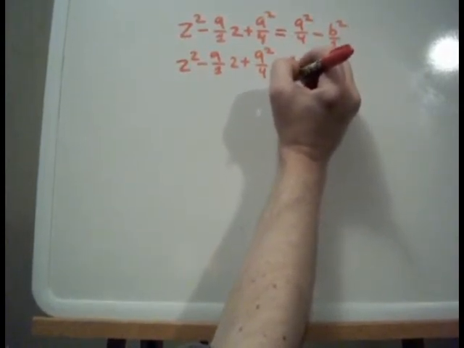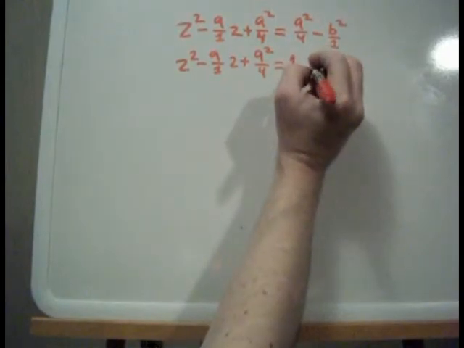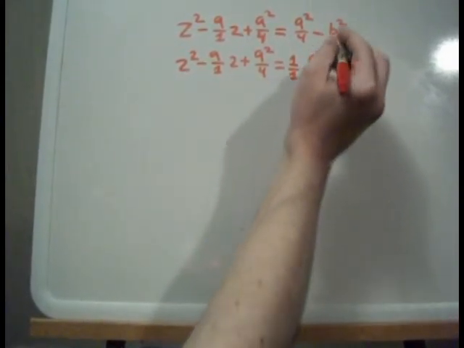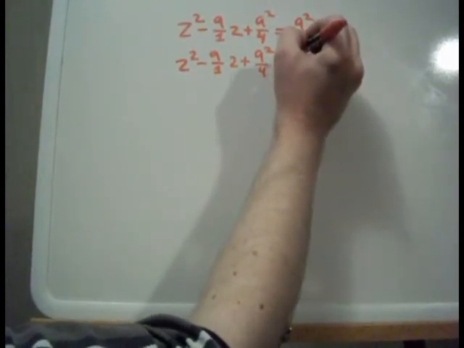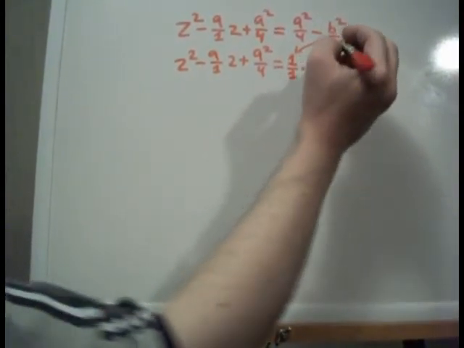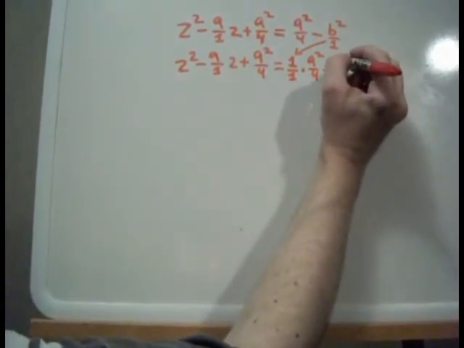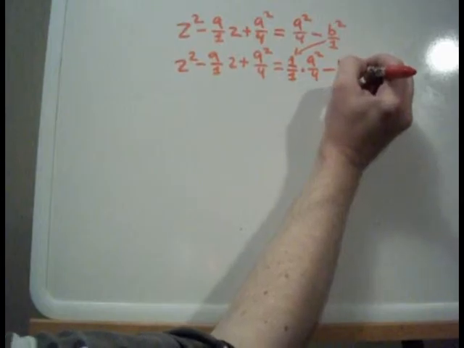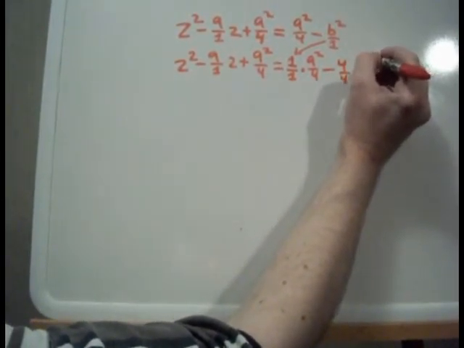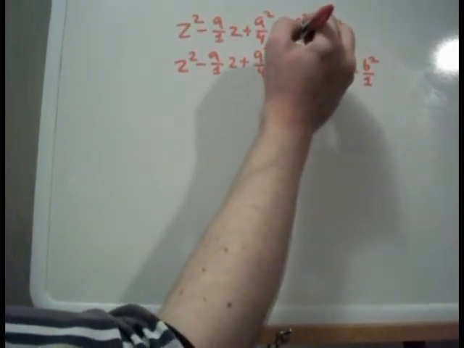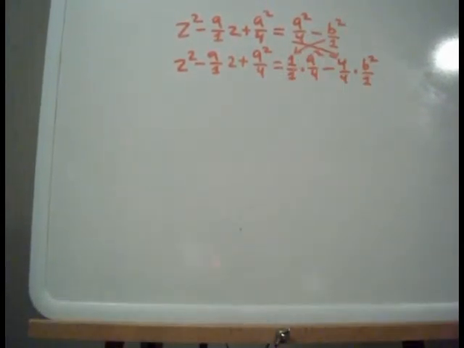1 over 1 times a squared over 4. Because this 1 is going to end up right here. Minus 4 over 4 multiplying b squared over 1. Where did we get the 4? The 4 came down here. That's how it happened. You're used to this.